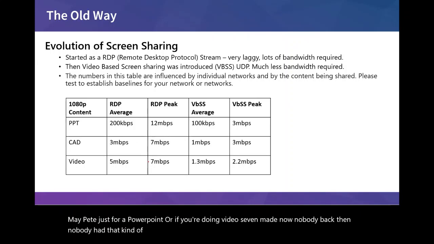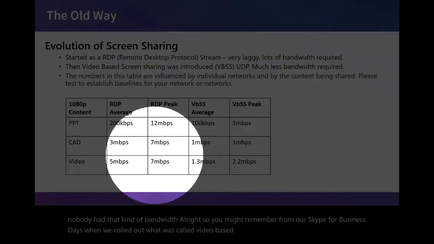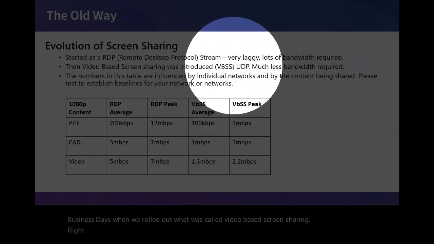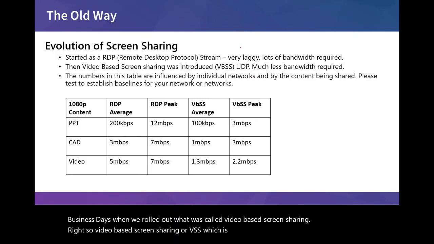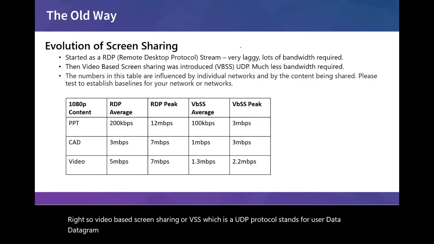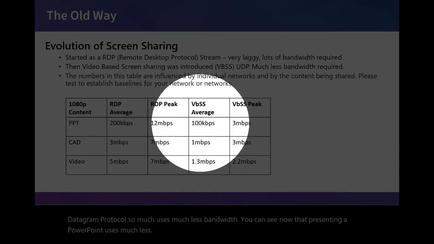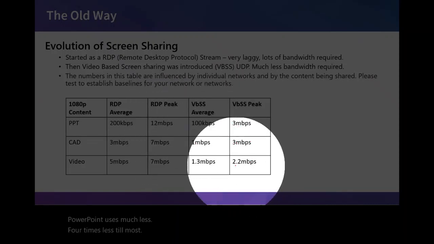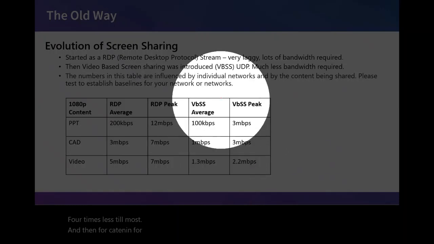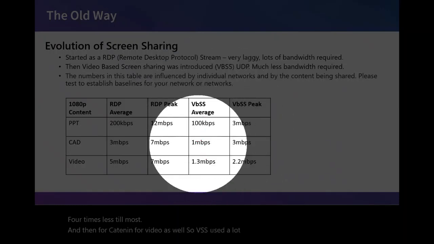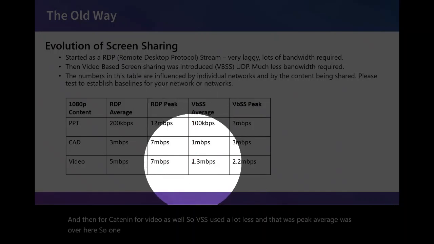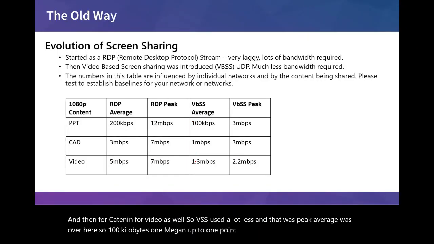So you might remember from our Skype for Business days when we rolled out what was called video-based screen sharing, right? Video-based screen sharing, or VBSS, which is the UDP protocol, stands for User Datagram Protocol. It uses much less bandwidth. You can see now that presenting a PowerPoint uses much less, about 4 times less, and then for CAD and for video as well. So VBSS used a lot less, and that was peak. Average was over here, so 100 kilobytes, 1 meg, and up to 1.3 meg. So VBSS did a lot to help with video sharing, but we're taking it to the next level now.